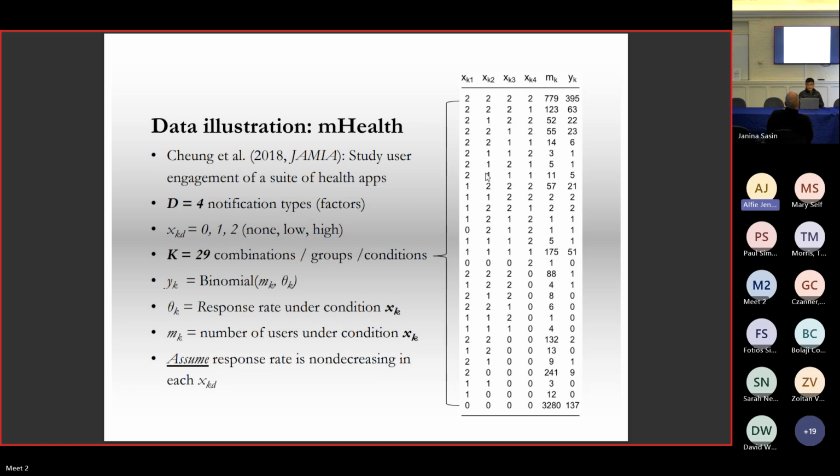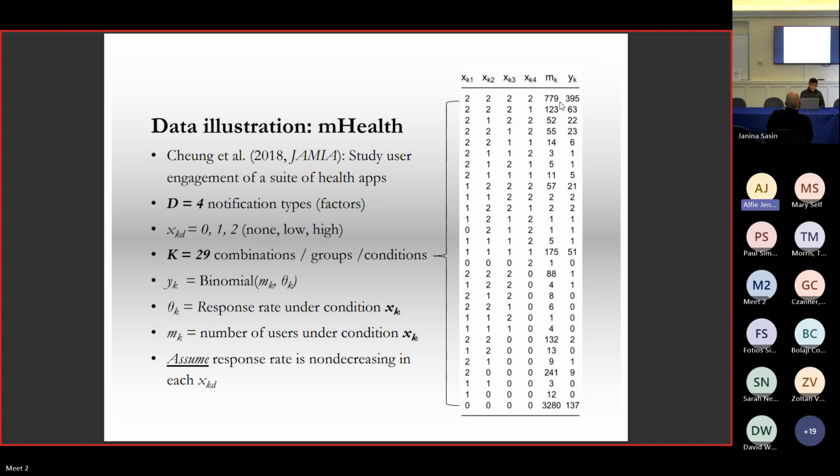And this is a data set of about 5,000 users. This is a subset where we have more complete data in the entire study. And in these 5,000 users, we have different combinations of these conditions, right? So different X, K, and in this data set, we have a total of 29 possible combinations of push notification frequencies. And for each condition, we collect the number of users receiving those configurations, and then track the number of users who actually responded to the push notification, which results in high usage of the apps.